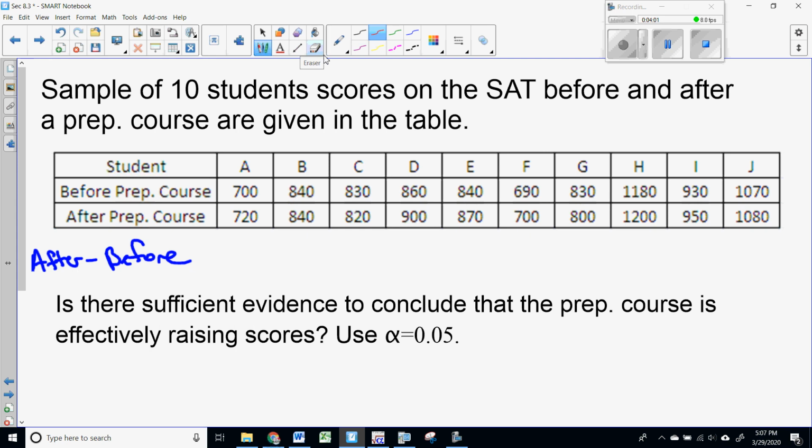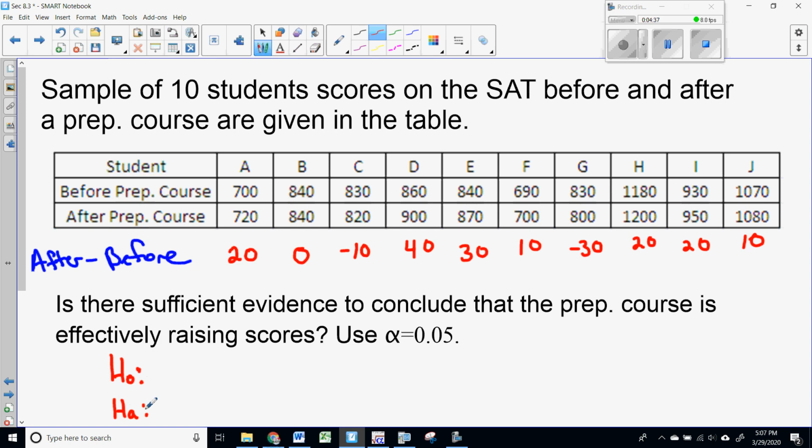If you did it the other way, it would still work. So if I take after minus before, I get 20, 0, negative 10, 40, 30, 10, negative 30, 20, 20, and 10. So the next thing we have to talk about is, how do we write our H sub 0 and our H sub A? How do we write those in this situation?